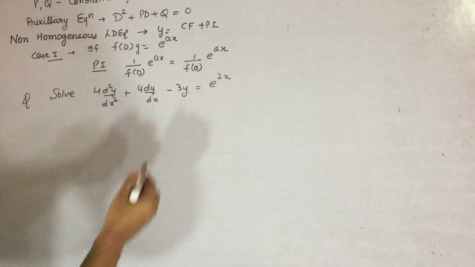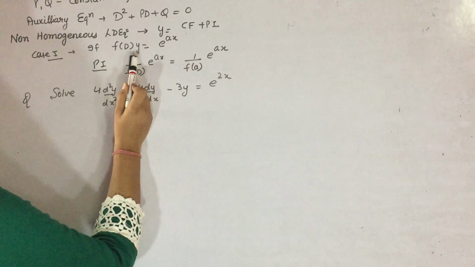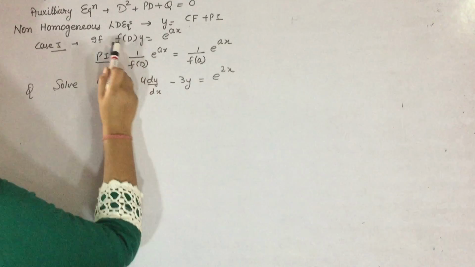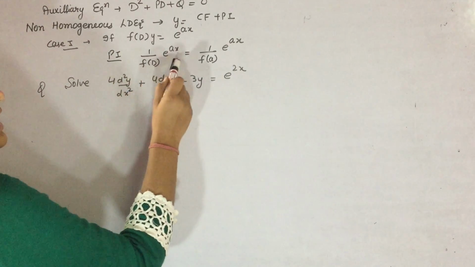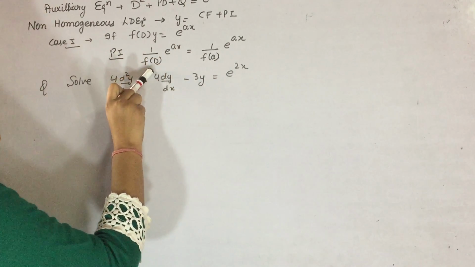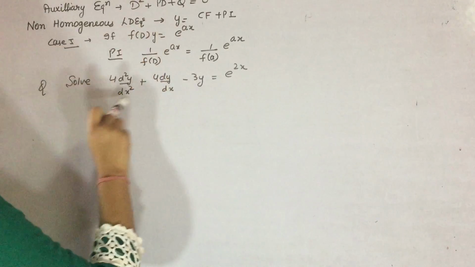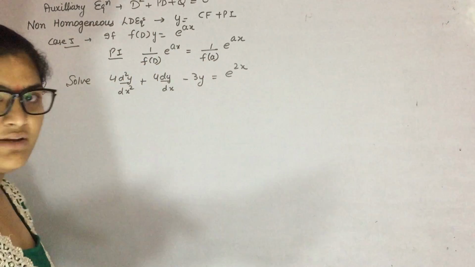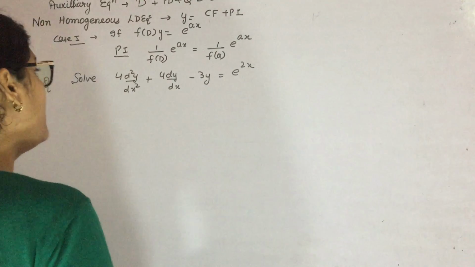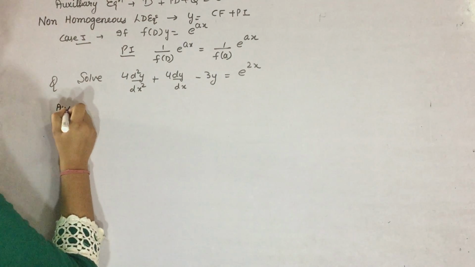How can you find it? You take f(D), the auxiliary equation, in the denominator, and substitute the coefficient of x in the power of the exponential in place of D, and you will get your particular integral. Let's see how it works.